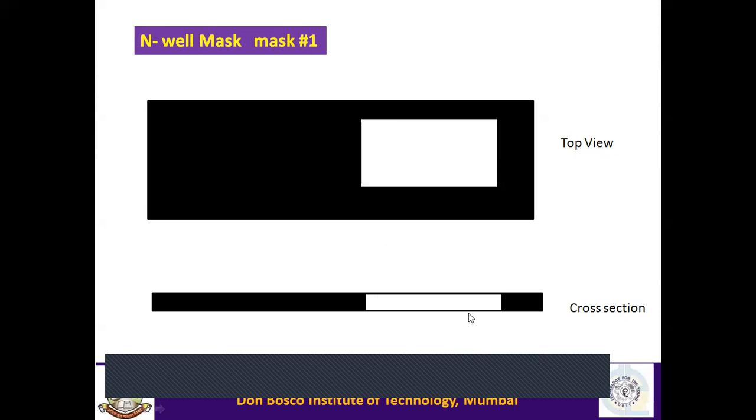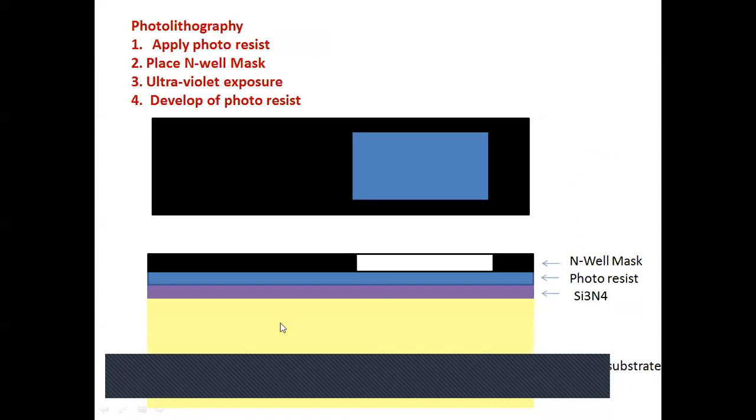And this is the cross section. If you take the cross section, this is dark. This is the top view. This is the marker. And this is used to create the N-well. So how is it created?